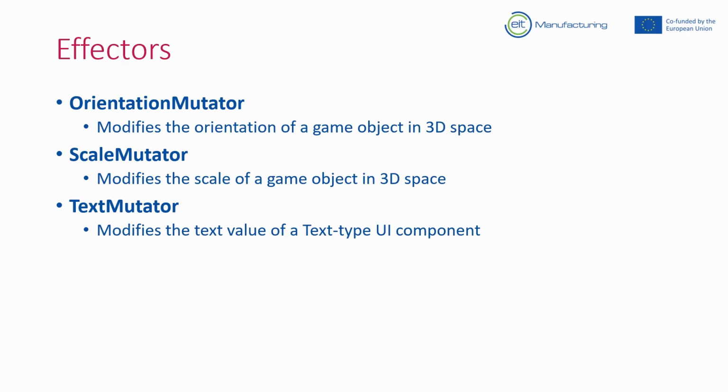Scale mutator, modifies the scale of a game object in 3D space. Text mutator, modifies the text value of a text type UI component.